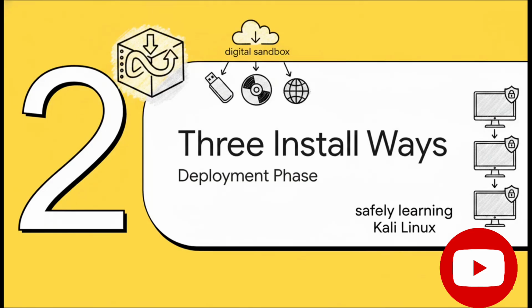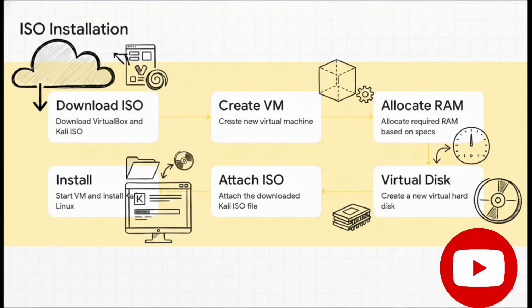All right, moving right along to Section 2, 3 ways to install. Time for the deployment phase. Now, what's really interesting about this slide is how logically the primary ISO installation method breaks down. It's a clean 6-step sequence. Step 1, download VirtualBox and the Kali ISO file. Just think of an ISO file as a digital version of an old-school installation CD.